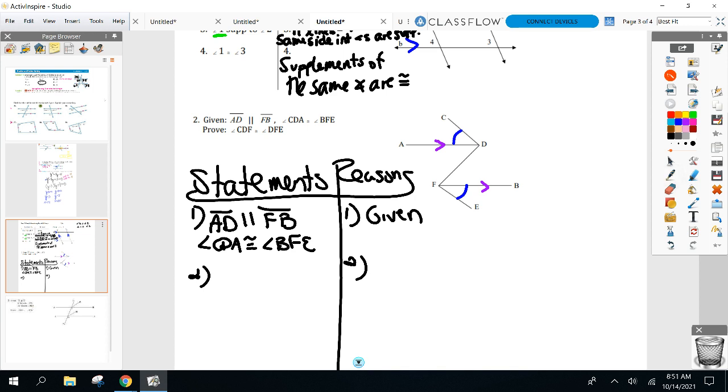Stop right there. ADF and DFB. Alternate interior. They are alternate interior. Do we see that? Now look, here's what I was just talking about in case you were confused. ADF. Please watch. That contains what parallel line? AD. It should. BFD contains what parallel line? FB. So when you give me these angles, they should have the parallel lines in them.